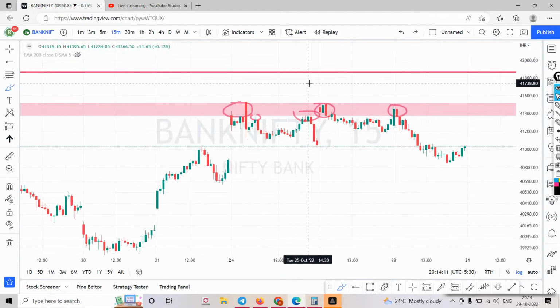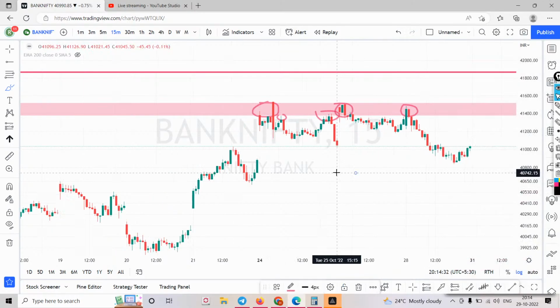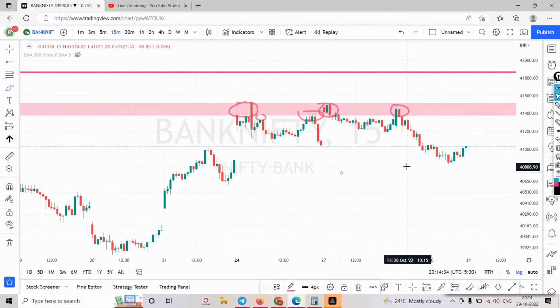So now, if everyone says that your view is sideways to bearish, what trade do we need to deploy? Can someone please tell me? I want this to be very interactive. If your view is sideways to bearish, what trade do we have to deploy for next week's expiry, that is your 3rd November expiry? You guys tell me.